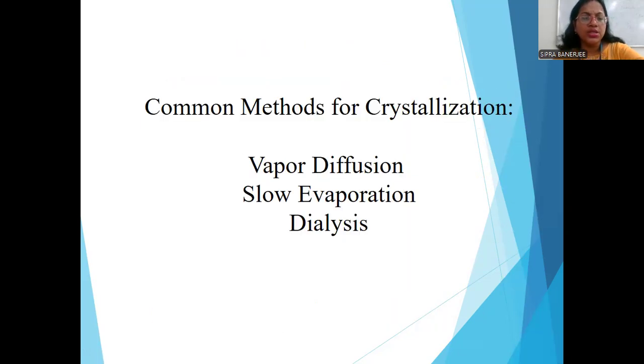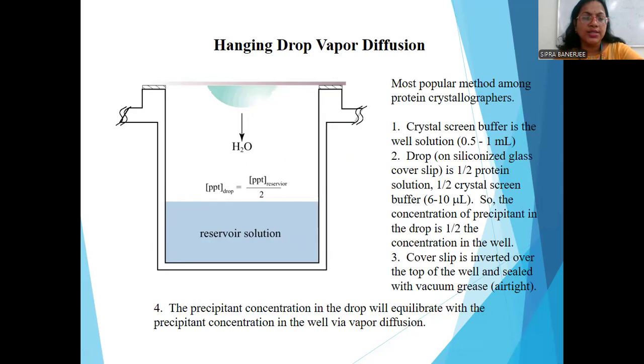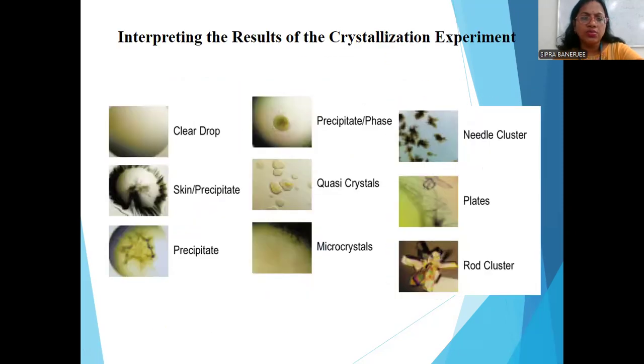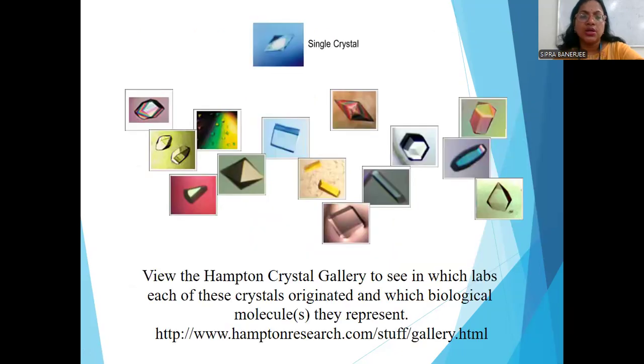Now there are different methods: vapor diffusion, slow evaporation, dialysis. And now this is interpreting the result of a crystallization experiment, where you can see clear drop, skin precipitate, mushy crystals, macrocrystals, needle crystals, plate crystals, rod clusters, different structures of crystals. In single crystals you can see different structures: tetragonal, hexagonal, trigonal, and cuboidal. So these are the structures of different crystals. So that's the end of the crystallization.